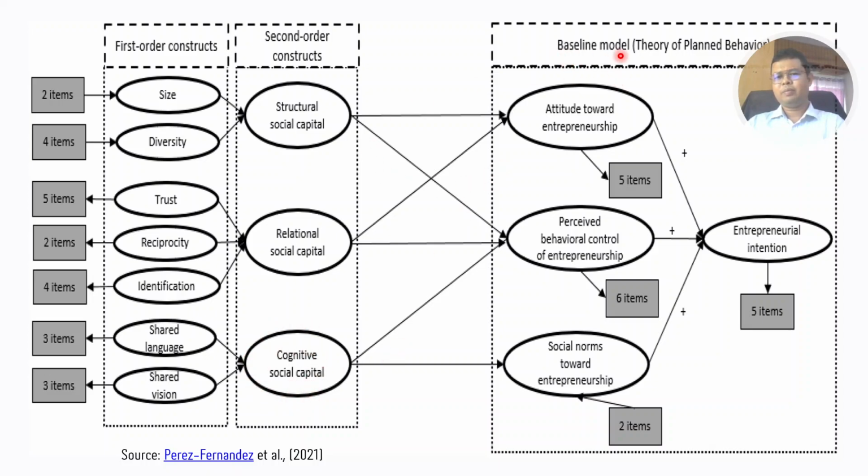On the other hand, in the baseline model of the TPB, I mean theory of planned behavior, the main factors were attitude towards behavior, perceived behavioral control, PBC, and social norms, right? These are the cases, entrepreneurship, or you can say used for technology adoption or any other purpose, right? Okay, so finally, intention to use, I mean entrepreneurial intention, right? So it has 5 items. So here we learned 2 new terms. One is first order construct, another is second order construct.